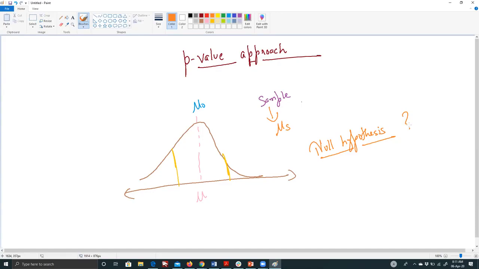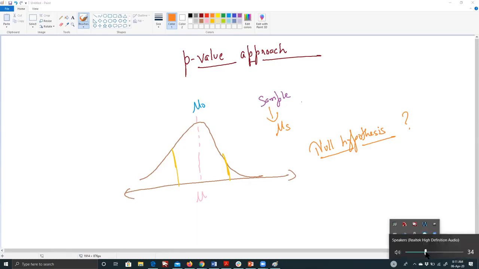No relation between two variables. Sorry, can you repeat that? No relation between two variables. Anyone else? What is null hypothesis?